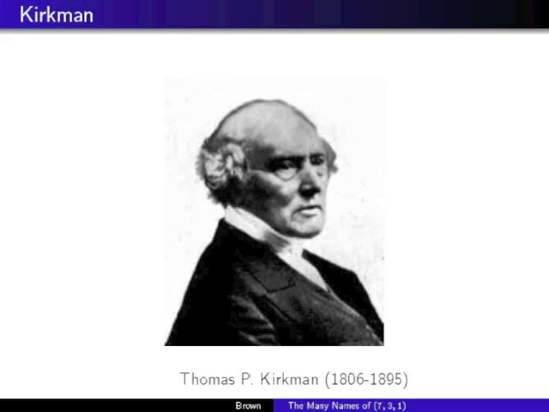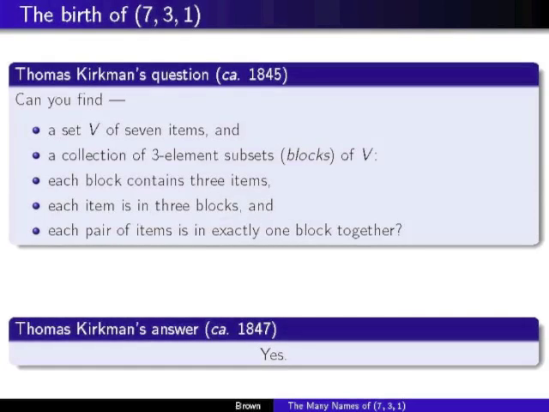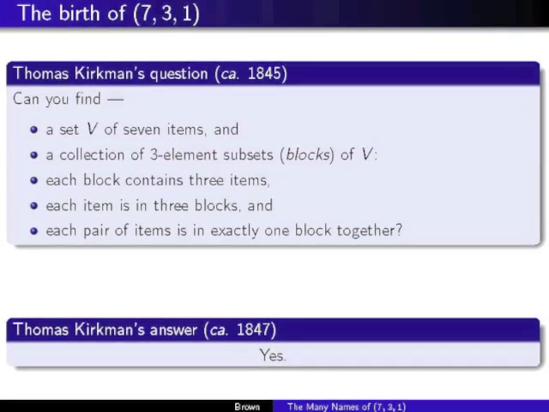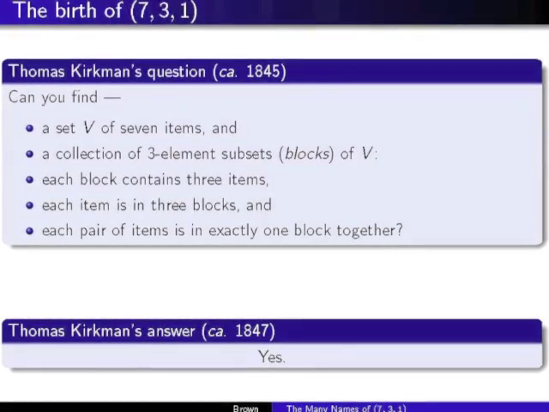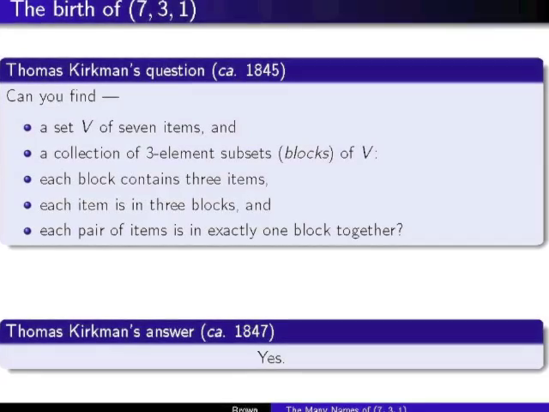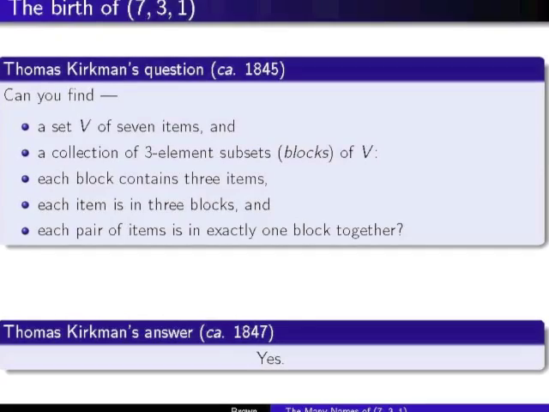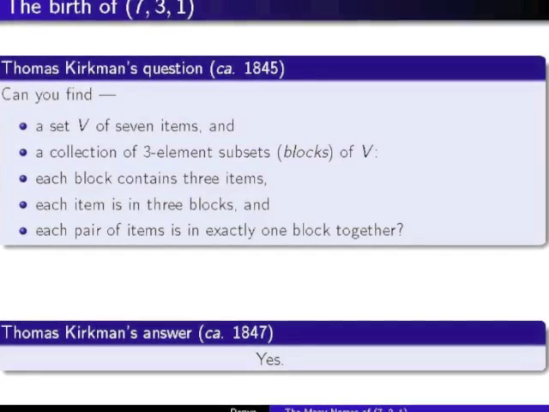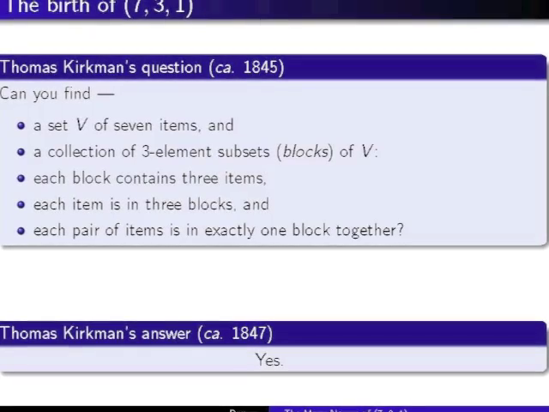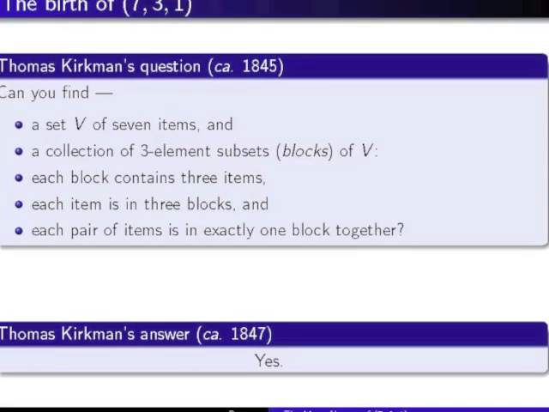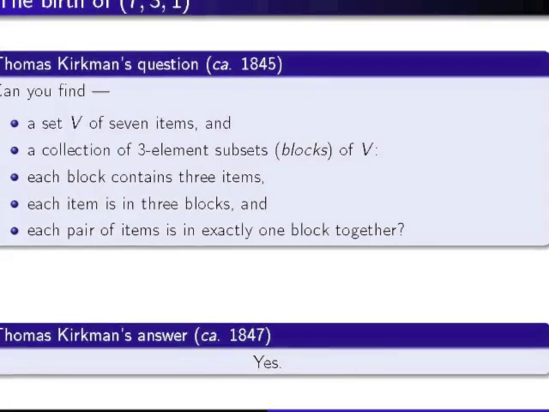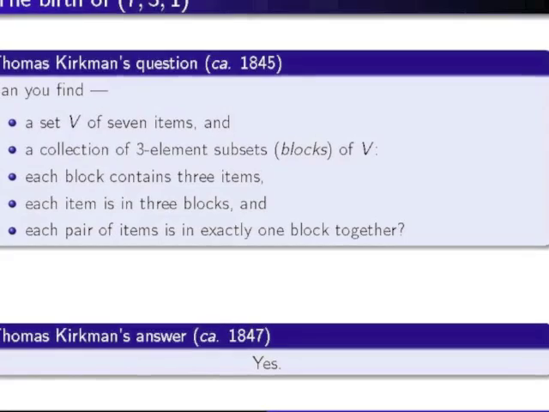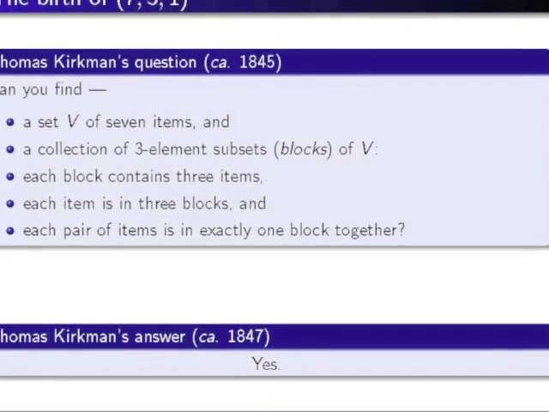And what we're interested in here is this question. Can you find a set of seven items to arrange these into seven three-element subsets, each set, which we're calling a block, contains three items. Each item is in three blocks, and each pair of items is in exactly one block together. He asked this in a magazine. And a couple of years later, he published the answer. And they said, well, Tom, you ought to publish the answer. And then, well, he showed them. So, you know what we're going to do here? We're going to construct it.